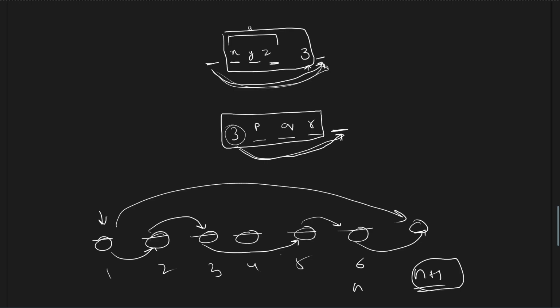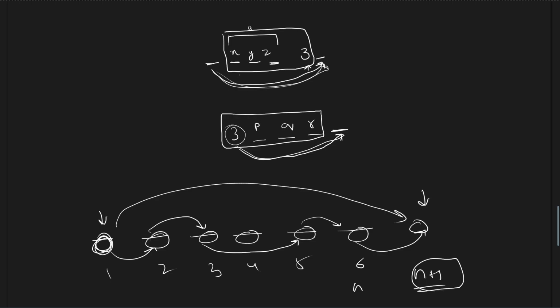So what we have done is we have essentially reduced the given input into a directed graph, and we just have to find whether this position n plus 1 is reachable from position 1 or not, right? So this is what we have to find in our question.